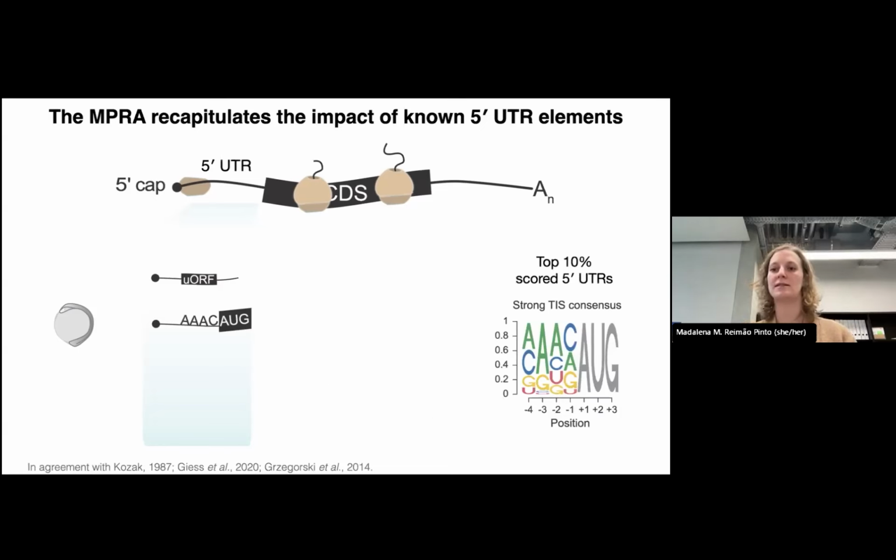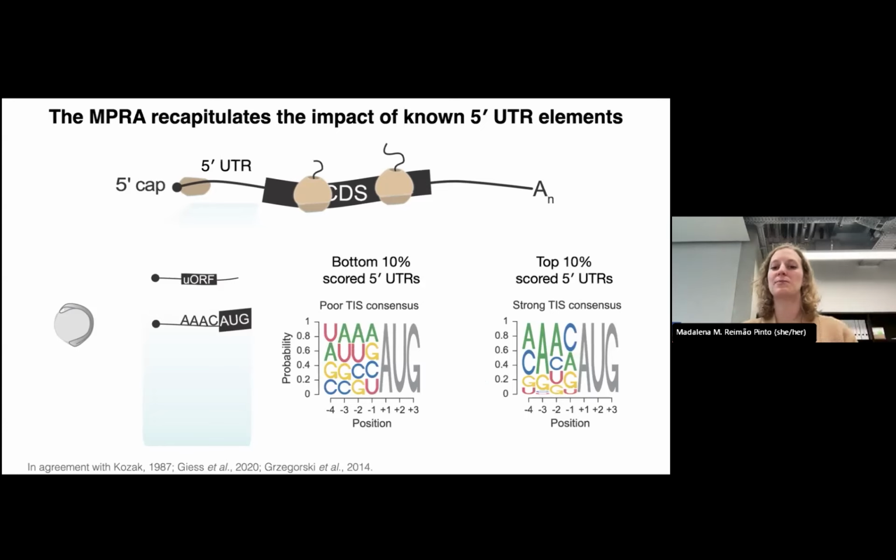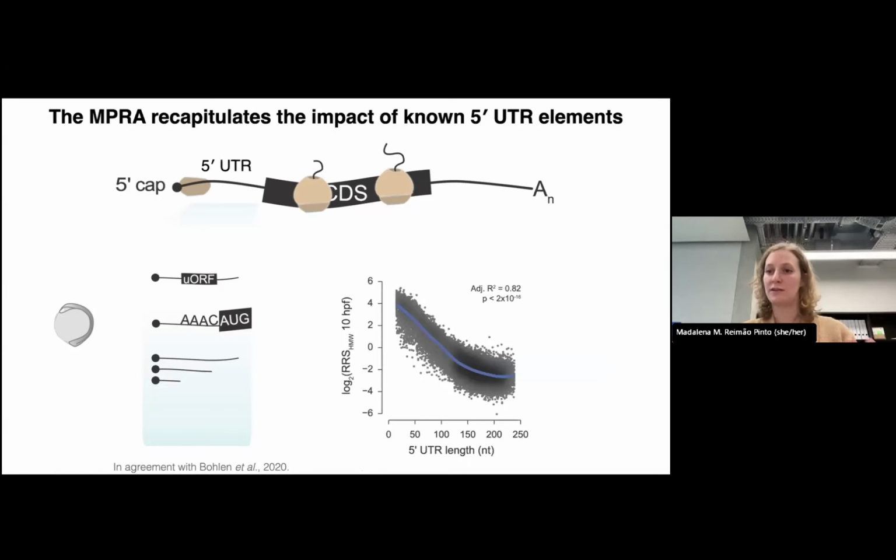We also looked at the translation initiation site sequence, or the TIS, and we find amongst the top 10% 5' UTR recruiting reporters the sequence AAC-AUG, which represents the Kozak sequence for the zebrafish, whereas the bottom 10% have no clear enrichment in sequence. So this means that we can recapitulate biologically meaningful information, but also recover sequence information. And we also found that in vivo, the 5' UTR length is very important for regulation of initiation. So the longer the 5' UTR length, the less recruitment you have.